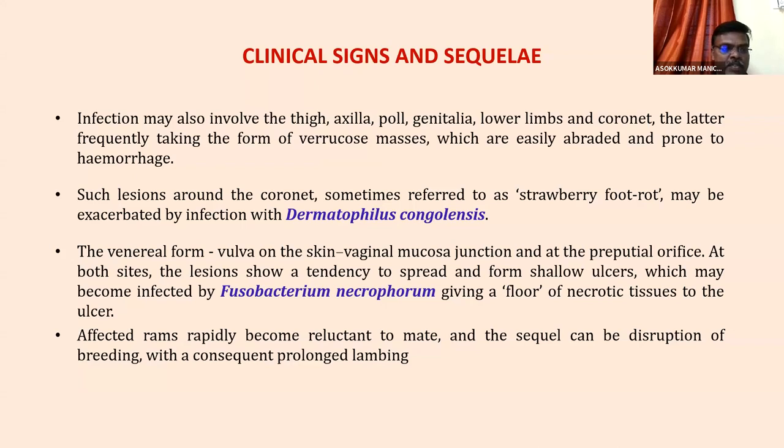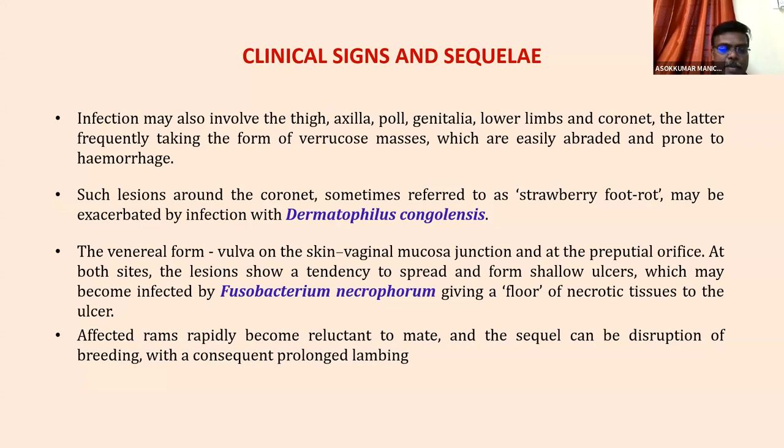The venereal form is another form, where you could see lesions on the vulval skin, the vaginal mucosa junction, and at the peripheral orifice also. At both sites, the lesions show a tendency to spread and form shallow ulcers, which may become infected by Fusobacterium necrophorum, giving a foul odor of necrotic tissue to the ulcer. So in venereal forms, you can expect the same lesions either on the vulval regions, around the vulva and the skin, then vaginal mucosa junctions, and at the peripheral orifice.